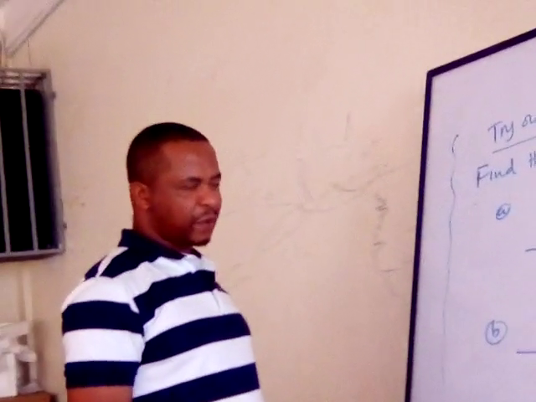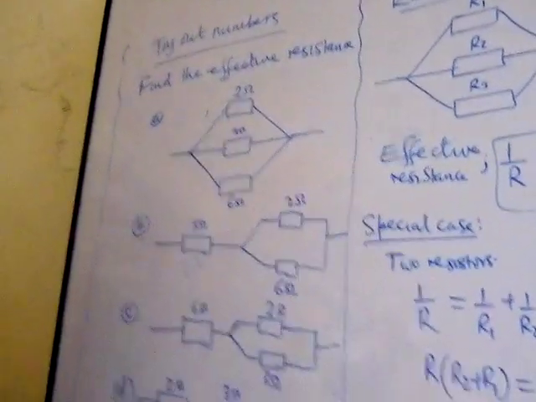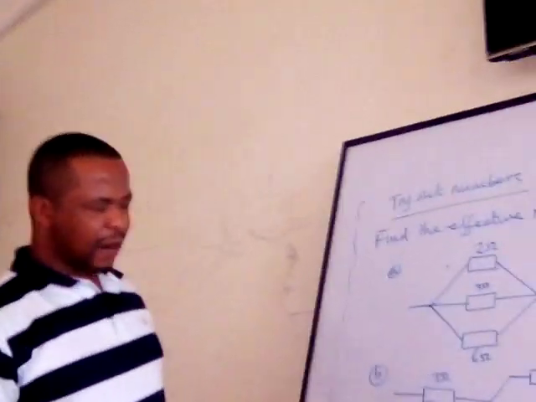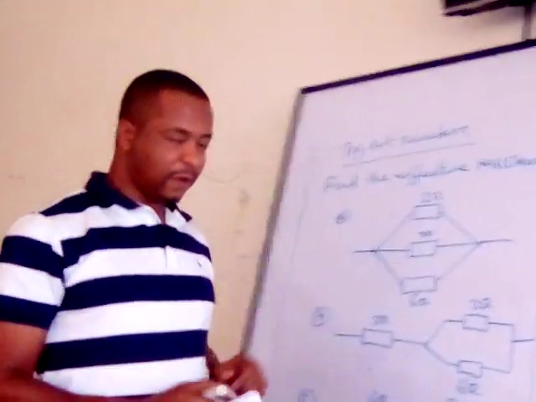As I said, when we meet next time, we shall use Ohm's formula, V is equal to I times R, to determine current after getting the effective resistance.